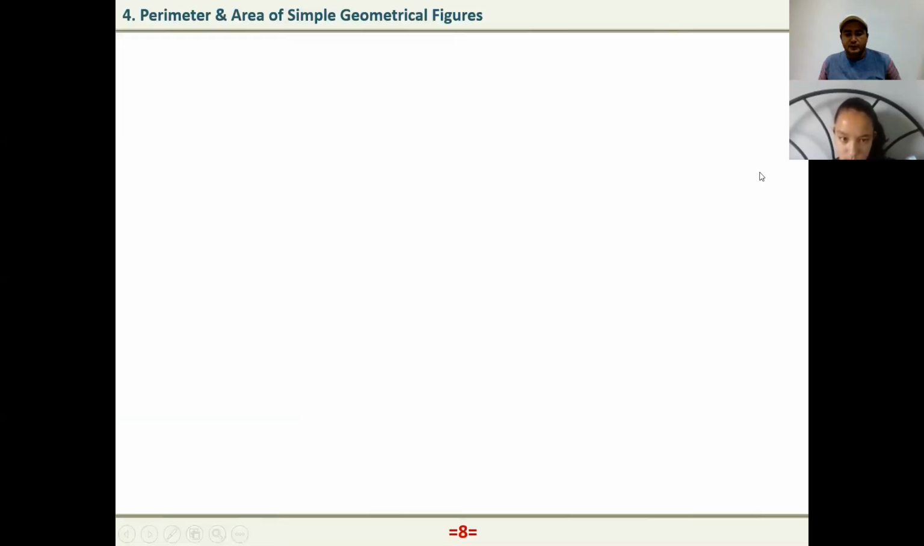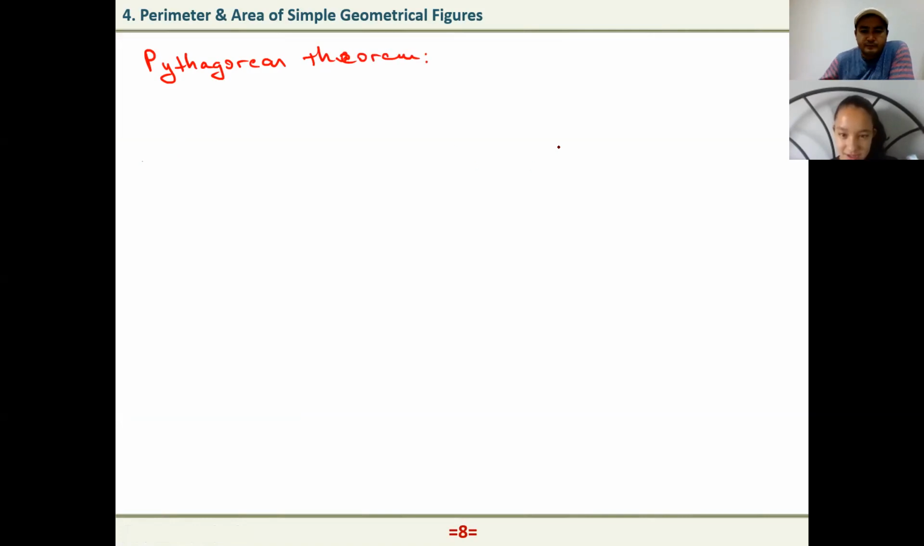All right. Before we continue, let's just remember something here. Did you ever hear about the Pythagorean theorem? Do you remember? It's about the right angle triangle, right?